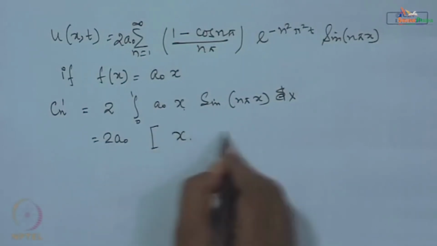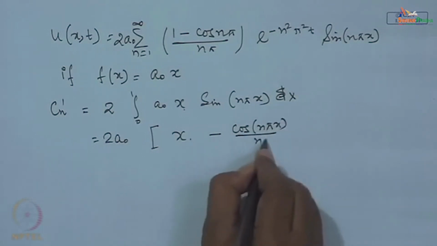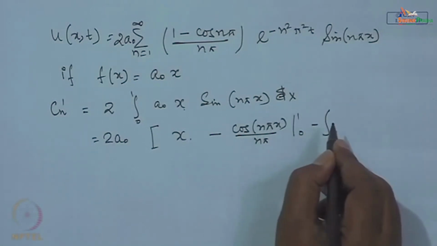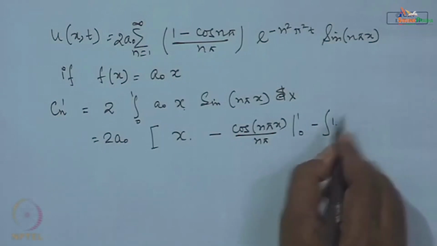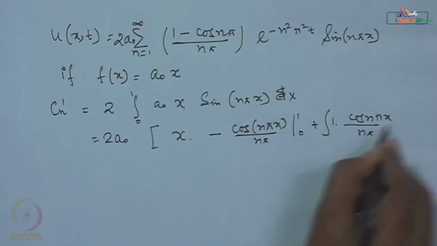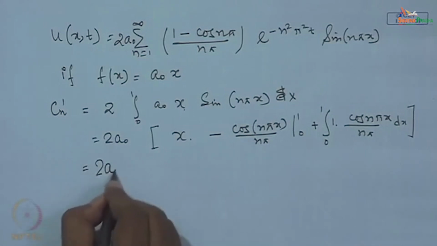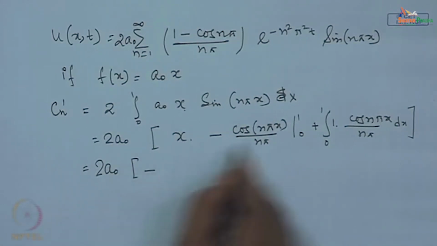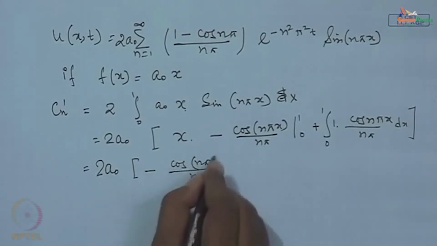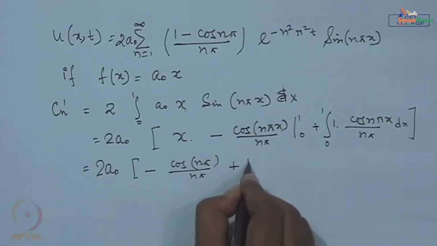So, the first function times the integral of the second function will be minus cosine n pi x divided by n pi from 0 to 1, minus the integral of the differential of the first function, which is 1, times the integration of the second function, minus plus cosine n pi x divided by n pi dx from 0 to 1. So, it becomes 2 a 0 times minus 1 times cosine n pi divided by n pi, and when you put in 0, the whole term becomes 0. So, we just evaluate this one.